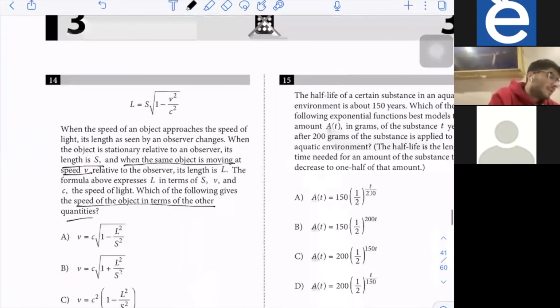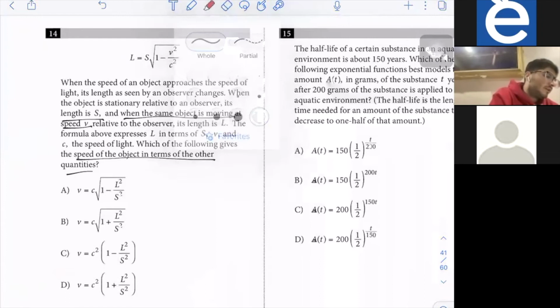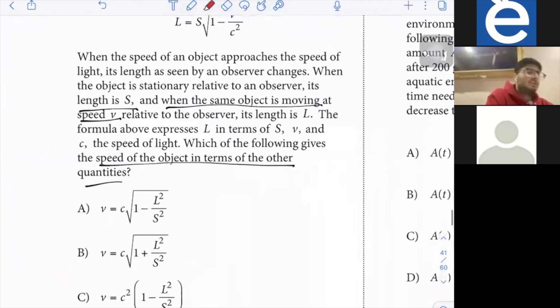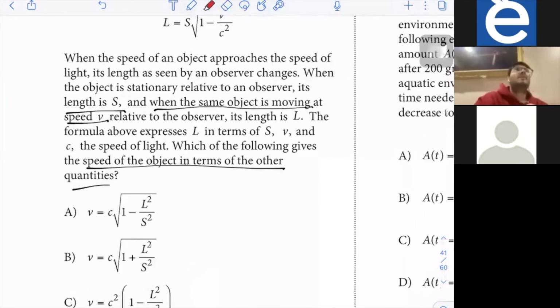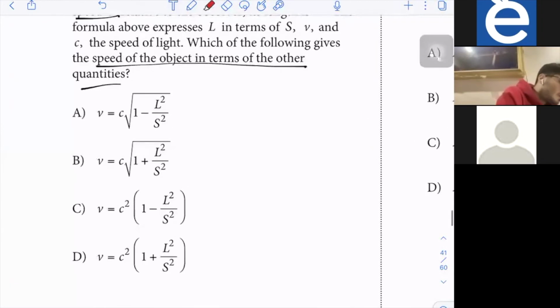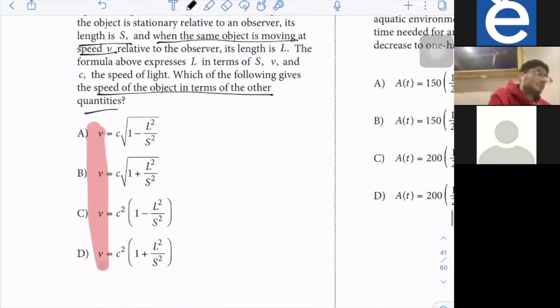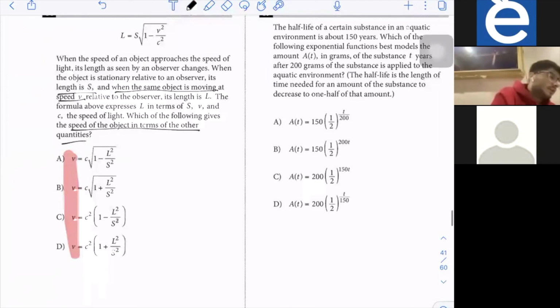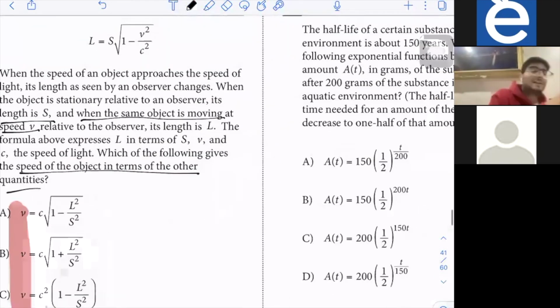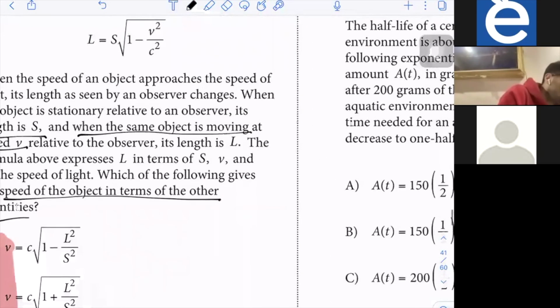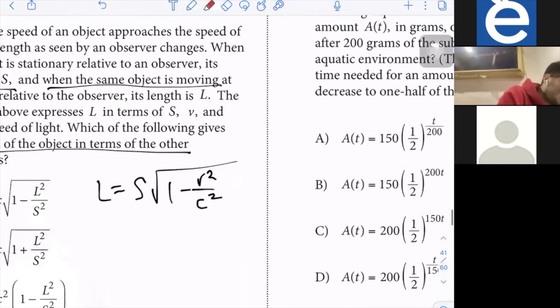So the tip I would give you for this question is to see what they're looking for. This question is very wordy, and other questions tend to be very wordy as well. So I just look for what it says "in terms of," because that's what you're trying to solve for. So in this case, they're looking for v, or isolating v by itself. So we know we have to get v by itself. So let's rewrite the equation that they gave us. Okay, so we have to get v by itself.